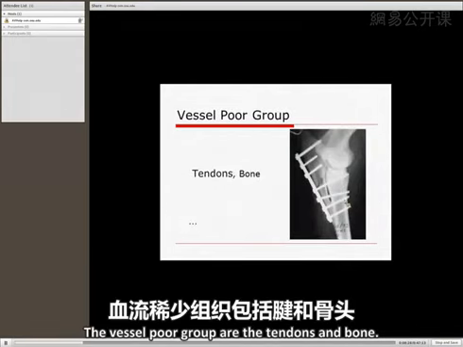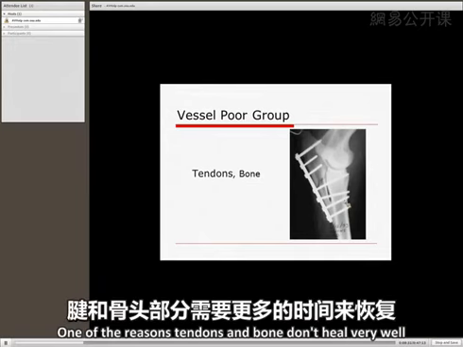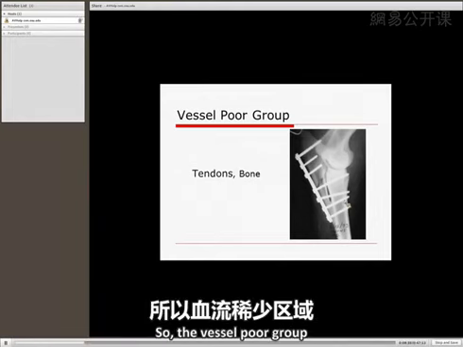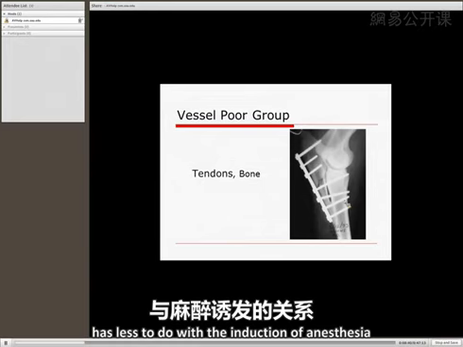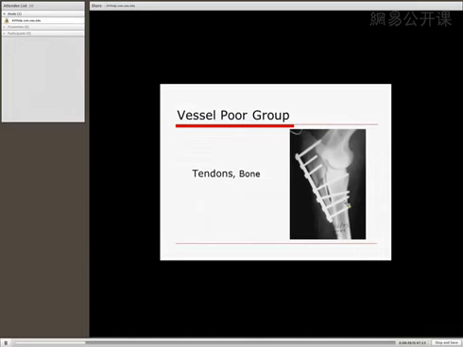The vessel-poor group are tendons and bone. It's one of the reasons tendons and bone don't heal very well. They have prolonged healing. They don't have a great blood supply. So the vessel-poor group has less to do with the induction of anesthesia than even the fat group might.